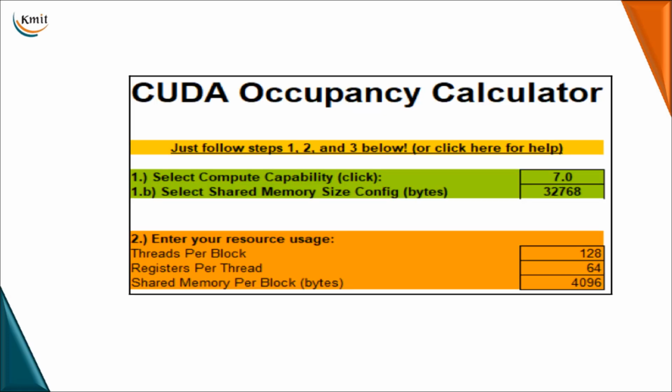As I told you, we can see clearly what the compute capability is and what the shared memory size is. And you can specify the threads per block, registers per thread, and shared memory per block. These are all the inputs you provide to the system, and it gives you some value that is nothing but your upper bound.